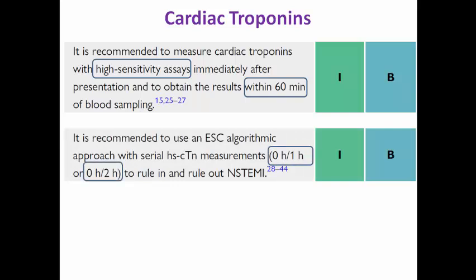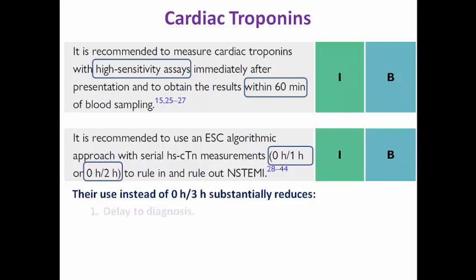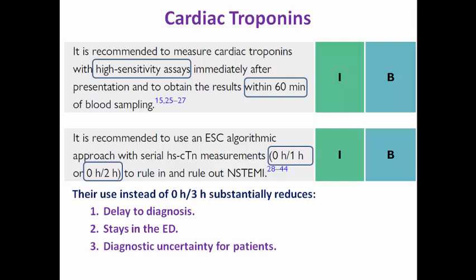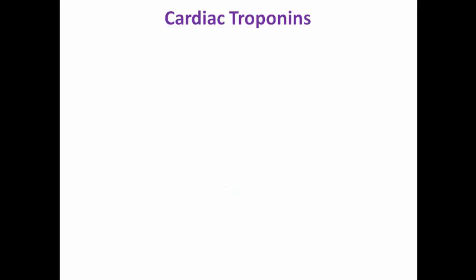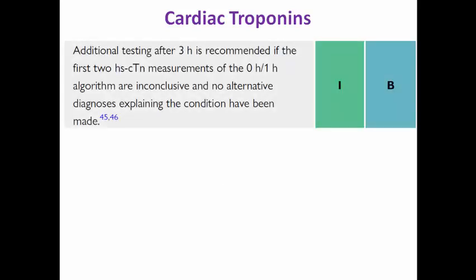And it is recommended to use either the 0 hour 1 hour or 0 hour 2 hour algorithm to rule in or rule out non-STEMI. Of course, the use of this algorithm instead of the 0 hour 3 hour algorithm reduces the delay to diagnosis, stay in the ER, and diagnostic uncertainty for the patients. Additional testing after 3 hours is recommended if the first two measurements of the 0 hour 1 hour are inconclusive and no alternative diagnosis explaining the condition has been made.